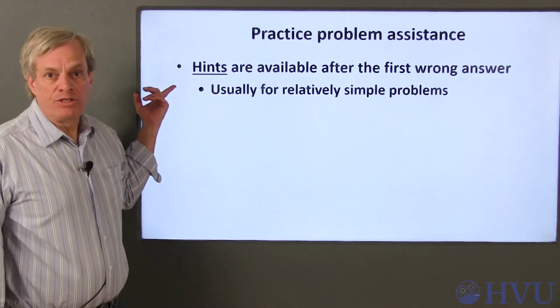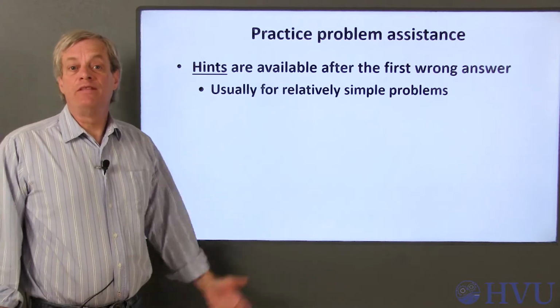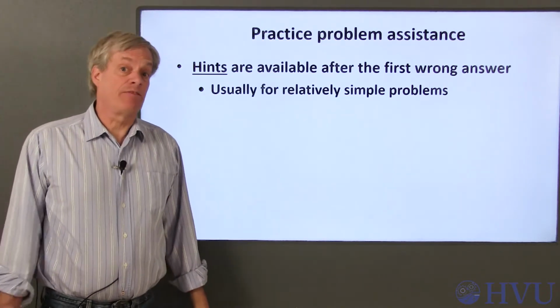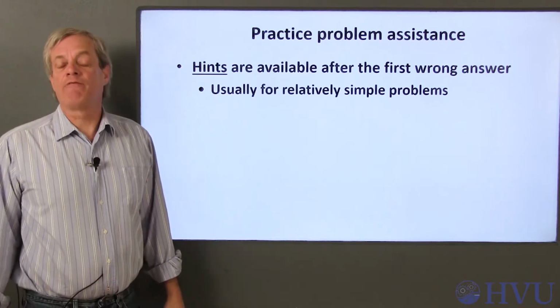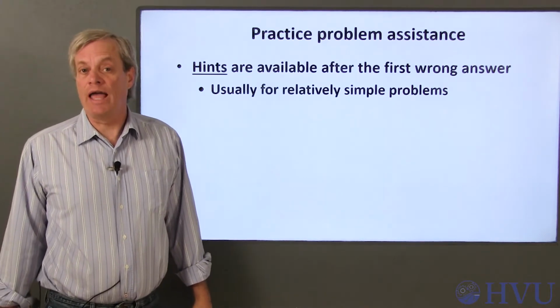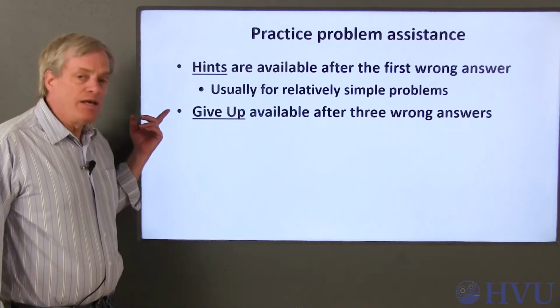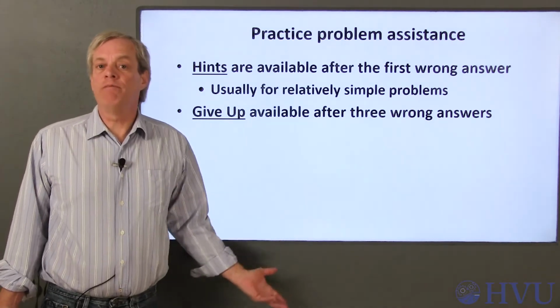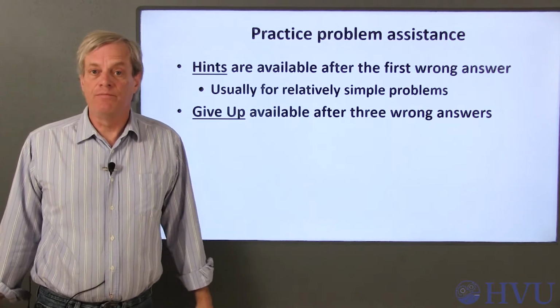Hints are generally for simple single-step problems. These are intended mostly as reminders of concepts. Hints, if there are any, will become available after the first submission of a wrong answer. If you submit a wrong answer 3 times, you'll be given the option to give up. The Give Up button will display the correct answer.